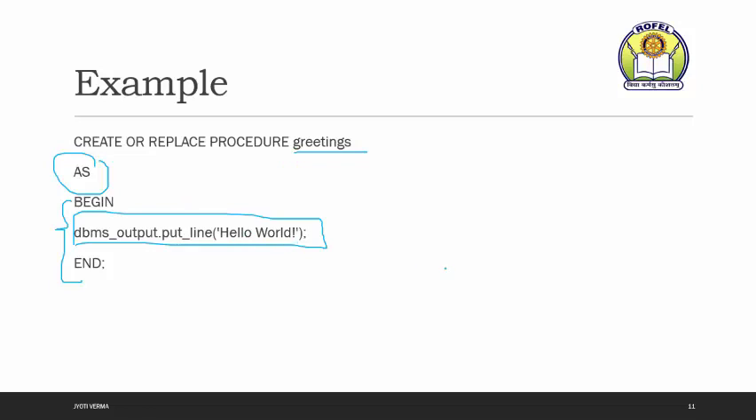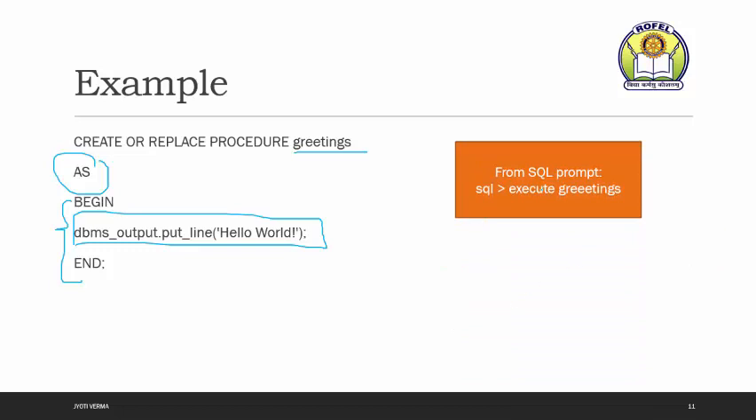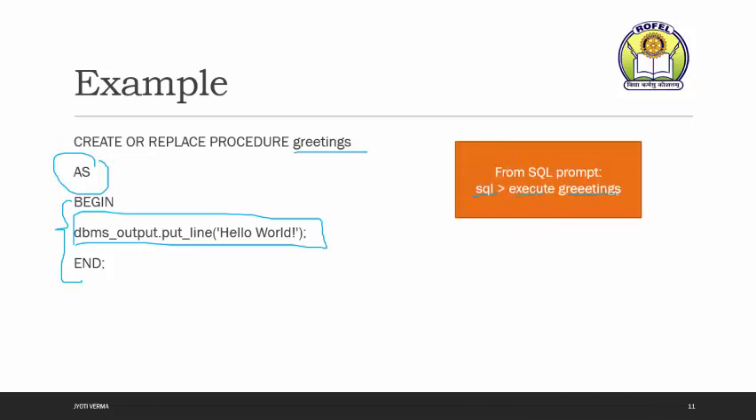तो पहला तरीका कॉल करने का क्या है? जस्ट राइट एग्जीक्यूट एंड द प्रोसीजर नेम ग्रीटिंग्स फ्रॉम वेयर? फ्रॉम द एसक्यूएल कमांड प्रॉम्प्ट. दैट इज एग्जीक्यूट के साथ प्रोसीजर का नाम लिखना. ये पहला तरीका है. एंड दूसरा तरीका क्या है? द सेकेंड मेथड इज व्हाट?